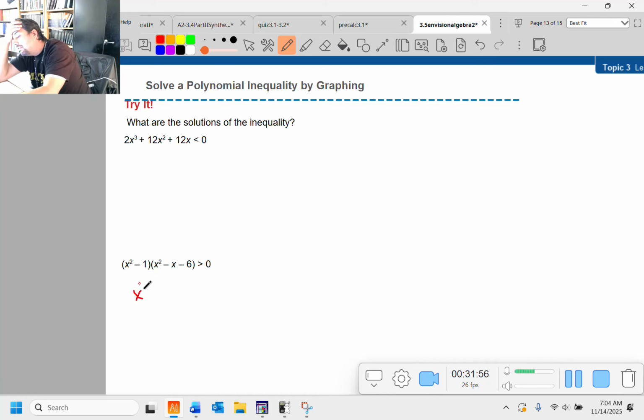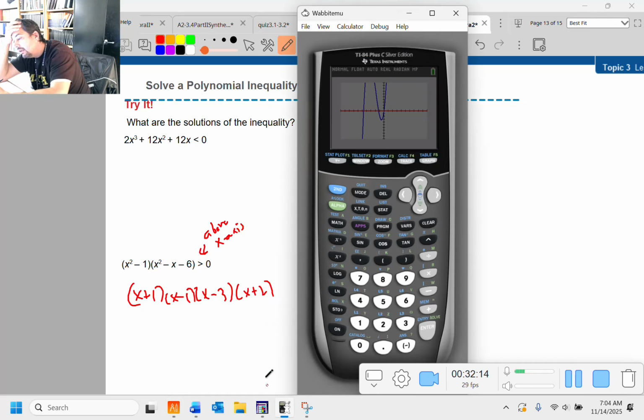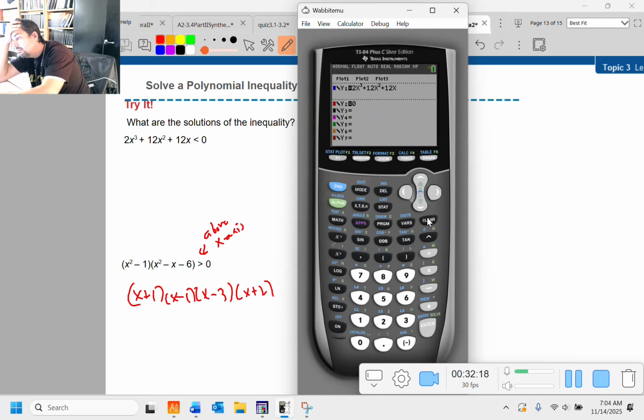All right, let's do some more factoring. This is x plus 1 times x minus 1, but you ought to know that by now. This is x minus 3 times x plus 2. So these numbers are all going to come and play on my graph. Now, this is a greater than sign, so this is about being above the x-axis. And let's get to it. Go to y equals. Type our stuff in. This is going to be a fourth degree polynomial. It's going to start high and end high because x squared times x squared is x to the fourth.